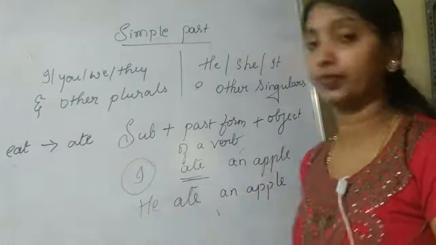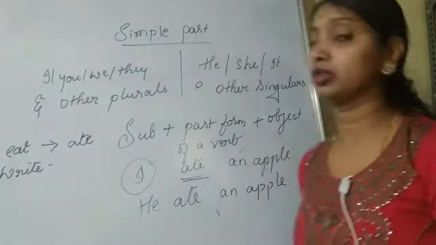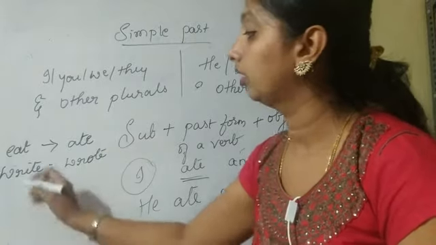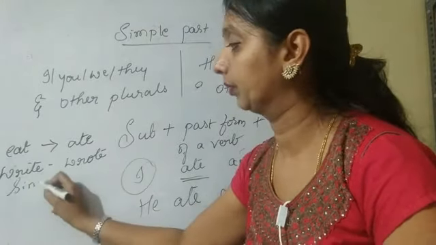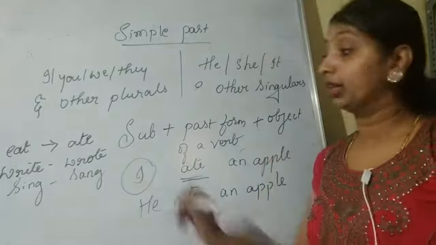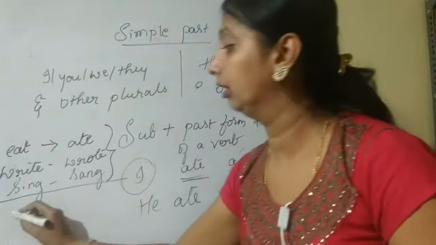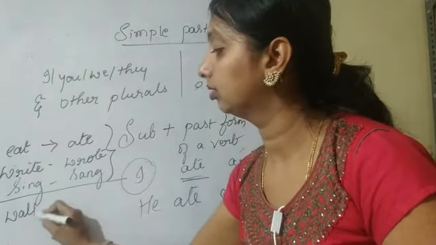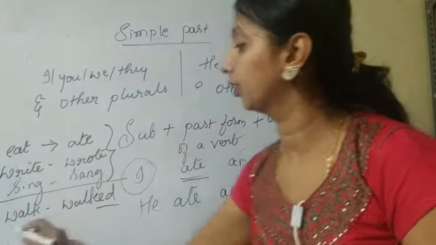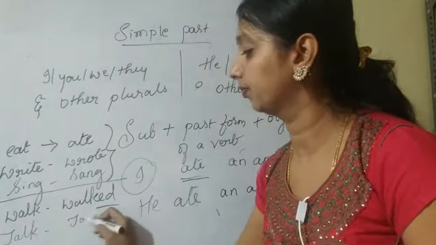Ate. If I say write, what is the past tense of write? Wrote. If I say sing, past tense of sing, sang. These are called irregular verbs. And then, if I say walk, I have to say walked. Talk, talked.